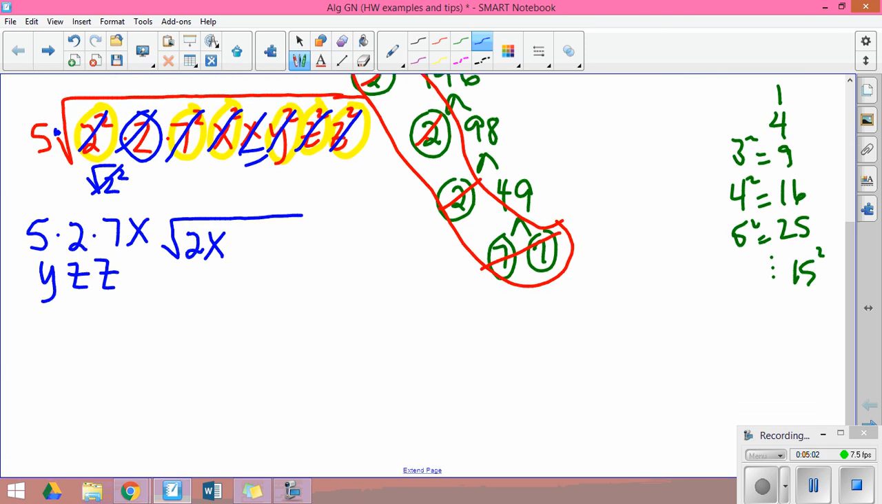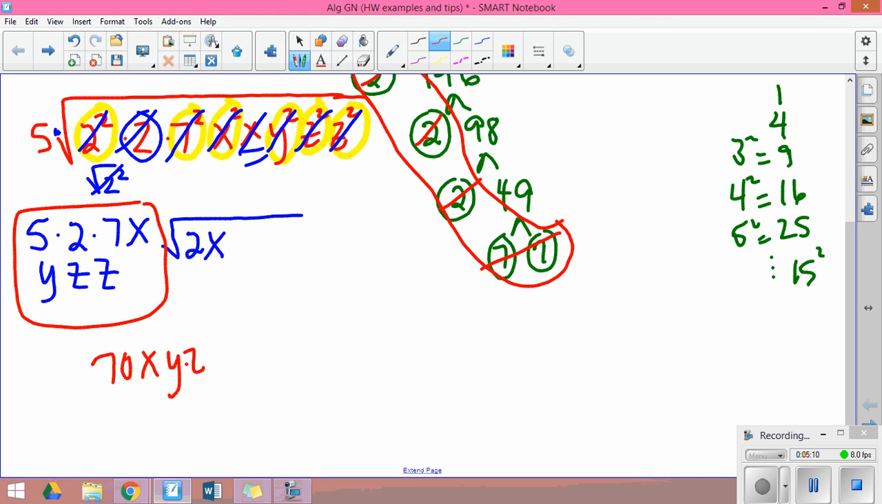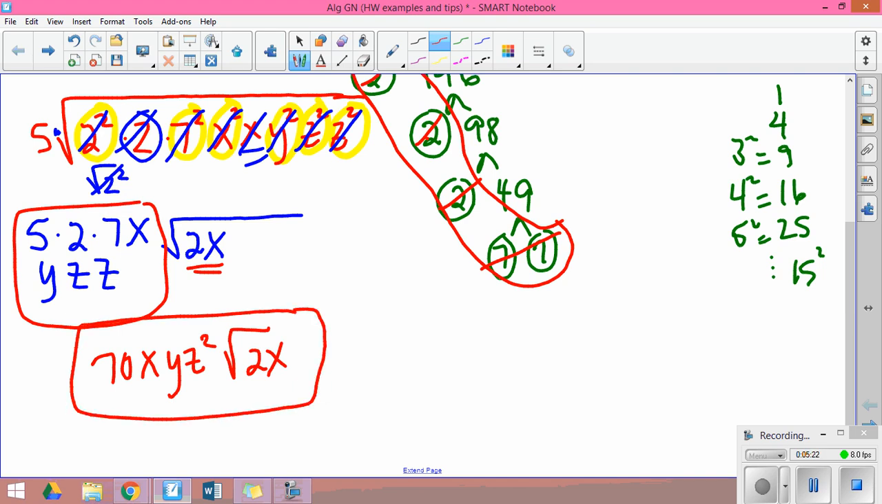So then I just have to clean this all up. All of this gets multiplied. So I have 70xyz squared. This is my leftover. And so that's what I leave as my exact answer. I've taken all of the perfect squares out, and I've left that as my exact answer.